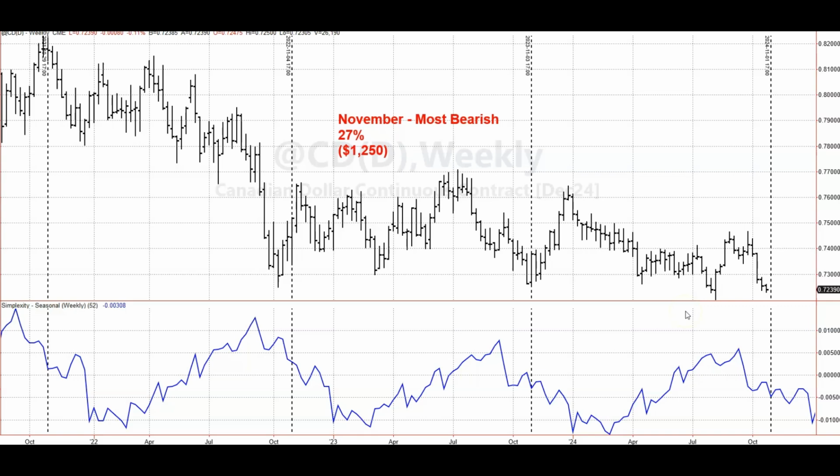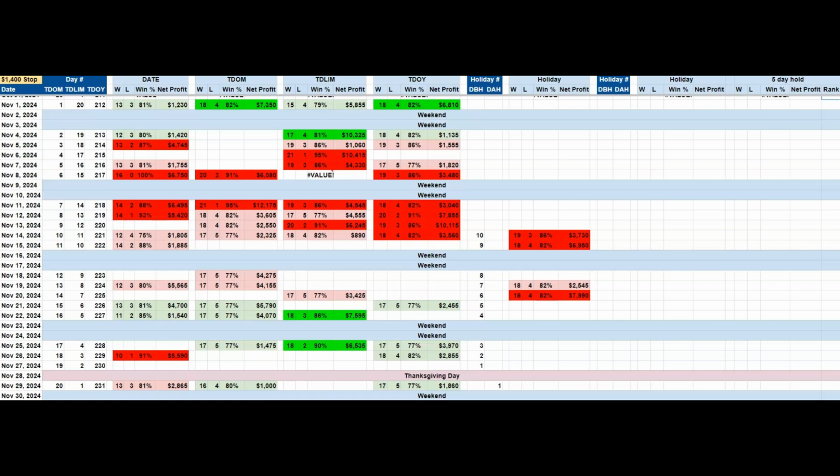And we might get a little more insight into this by looking at the heat map for the Canadian dollar. Looking at the heat map for the Canadian dollar using a $1,400 stop for this market, we see that once we get past the first couple days that have some greens in here, then we head into some pretty deep reds for the next 2 weeks straight. And a lot of these reds have some very good dollar values and percentages as well.